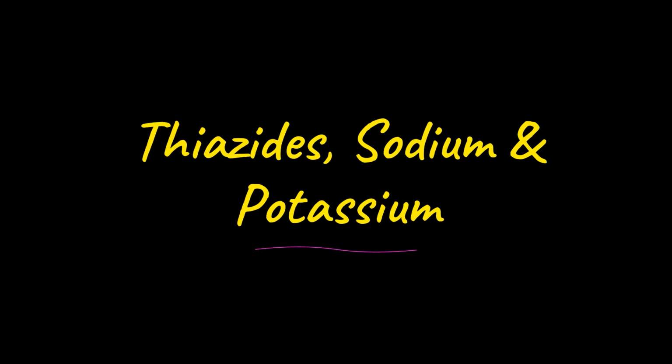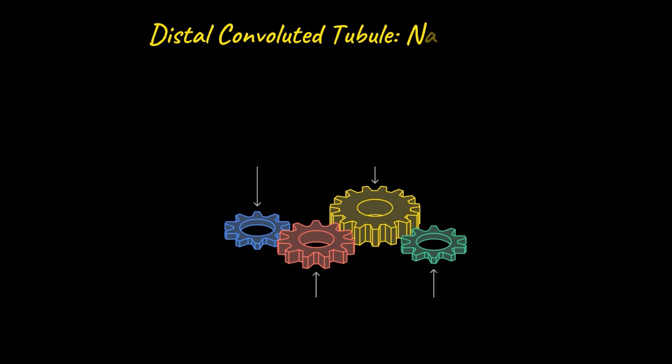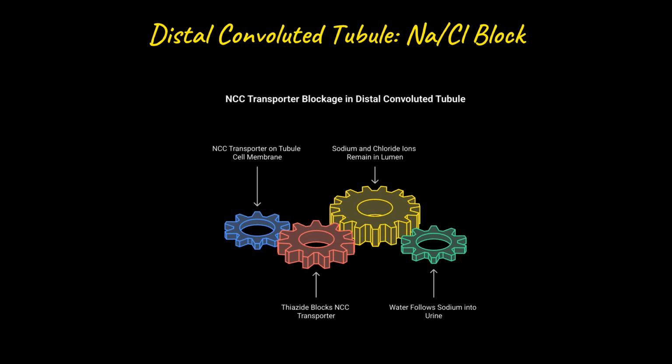Hydrochlorothiazide is a thiazide diuretic that lowers blood pressure by changing how the kidney handles salt. To understand why it causes muscle weakness, we need to follow what happens inside the distal convoluted tubule. Thiazides block the sodium chloride cotransporter in the distal convoluted tubule.